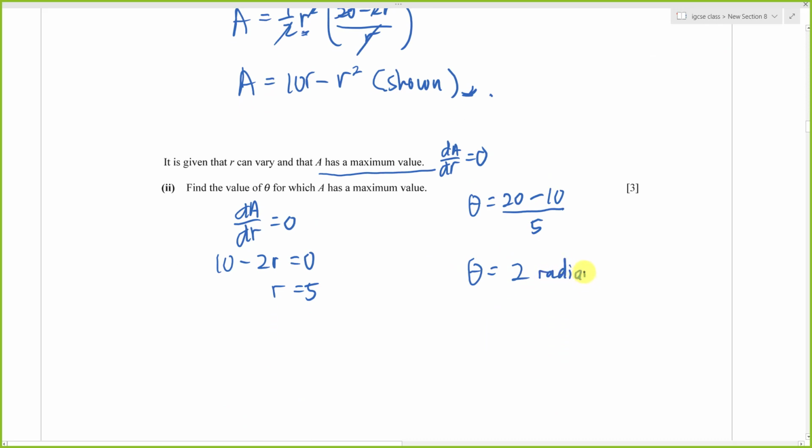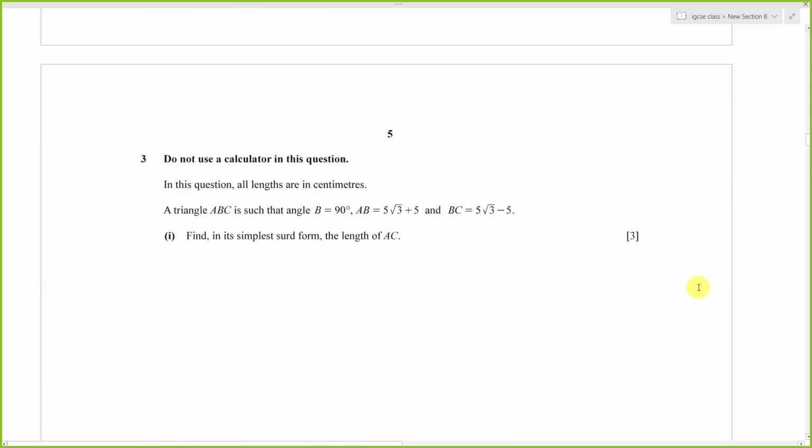Yeah, you can write the full form radian also, doesn't matter. Or if you want to write short form also can. Basically you will just get a 2, or if you don't want to write the unit also can. 3 marks, quite straightforward.